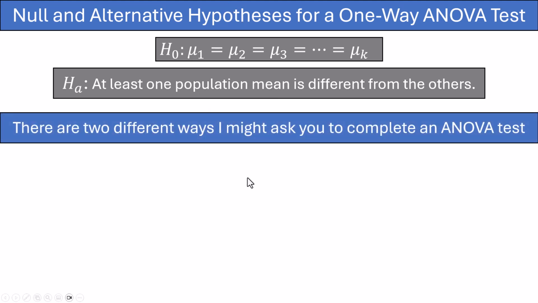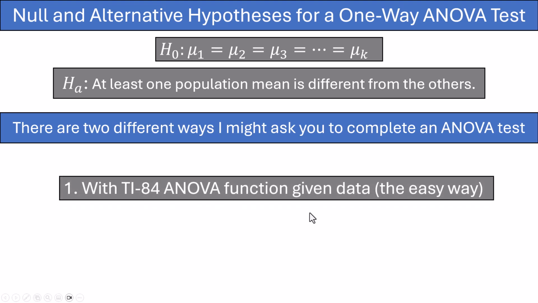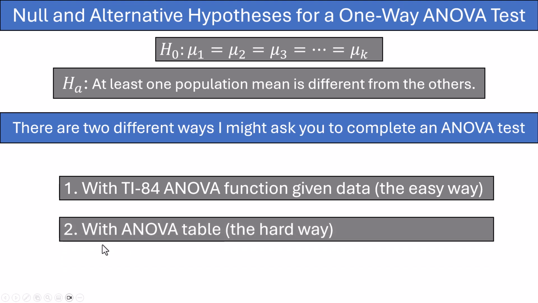Okay, in this class, there's going to be 2 different ways I am going to ask you to complete an ANOVA test. And the first is with the ANOVA function in the TI-84 calculator. And I call this the easy way because it allows us to skip over one of the most involved steps of the ANOVA test, which is creating the ANOVA table. But you really do need some practice looking at and creating ANOVA tables because you're going to see them all over the place. So this is not going to be the only way I'm going to ask you to do an ANOVA test. I'm also going to have you do it by making the ANOVA table. So we'll look at examples of both of these methods.